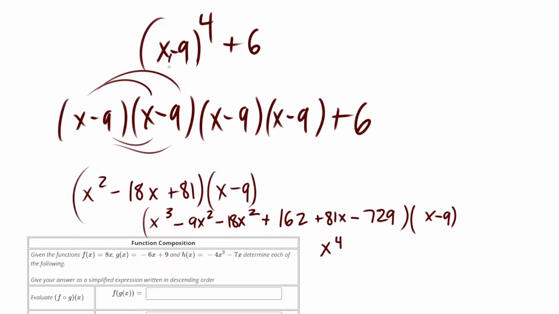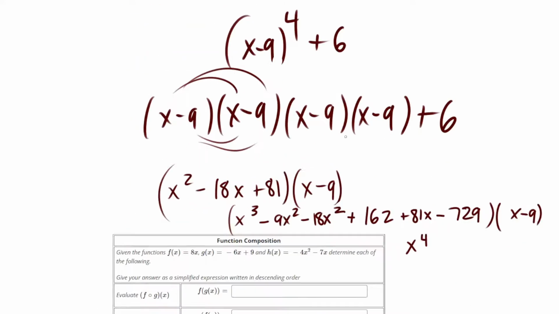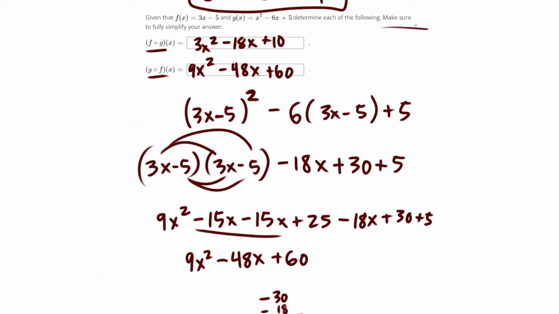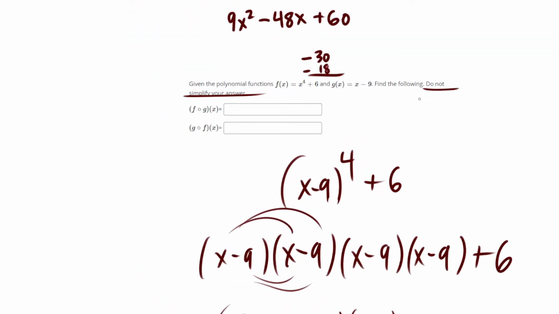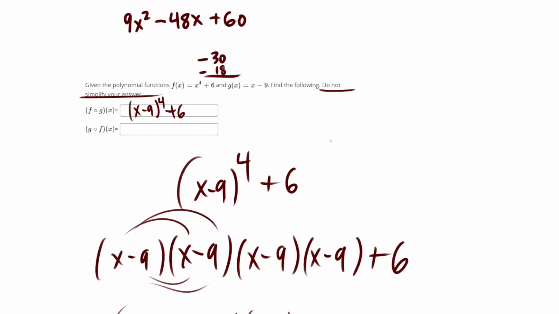That's one nice thing that you probably want to notice when you're doing these problems. The do not simplify means that we don't have to expand it out all the way and do all that crazy math. This one says make sure to fully simplify, so you would want to do it for that one. But for this one, all we need for that first one is going to be x minus 9 to the 4th plus 6. And then for the second one, what we'll need is x to the 4th plus 6 minus 9.